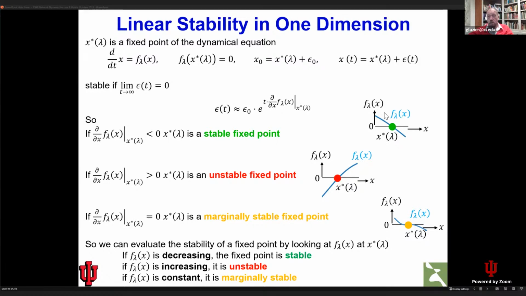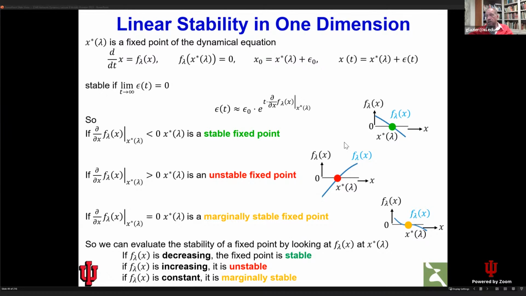Here's f of x versus x. And I've said that by definition, f of x is 0 at x star. So it's 0 at x star. And here is a case where df dx is negative. So it's a decreasing function. That's a stable fixed point. Here, df dx is positive, an increasing function. So it's an unstable fixed point. Here, it's tangent. And that's called a marginally stable fixed point.